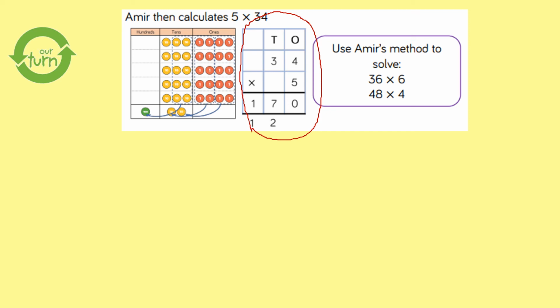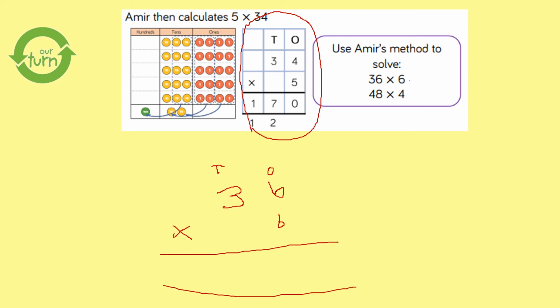Right, so let's have a go at one of them. Let's do 36 times 6. So we first need to pop our tens and our ones. 36, and then we need to times by 6. Okay, so, oh dear, 6 times 6 is 36. So we're going to pop our 6 there, and we're going to pop our 3 there in the tens column.